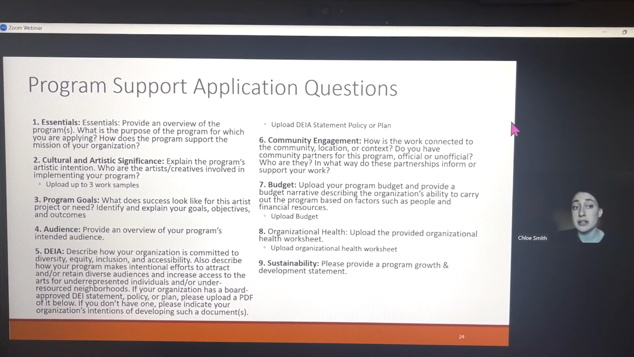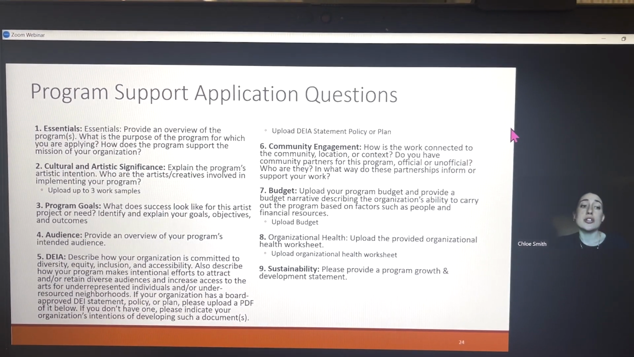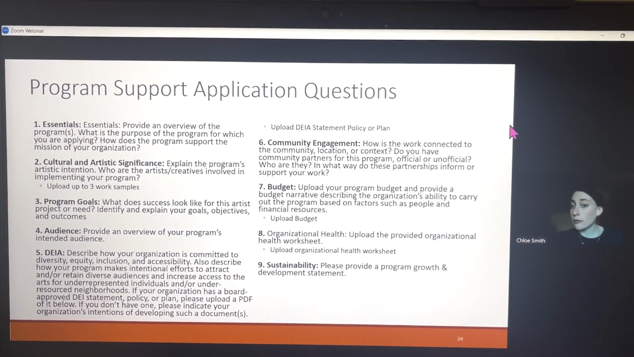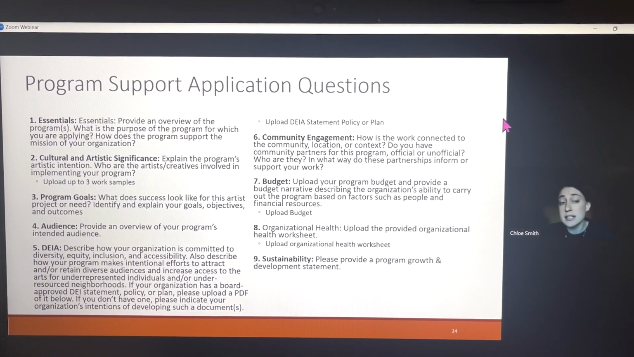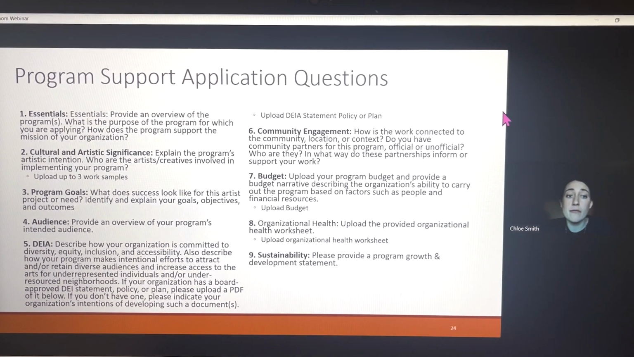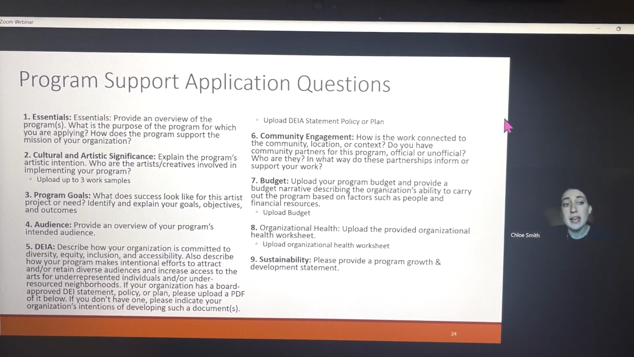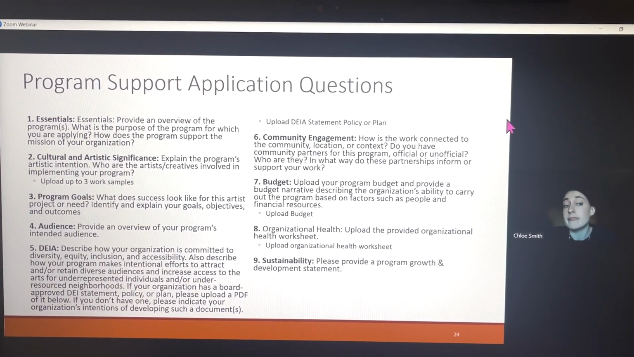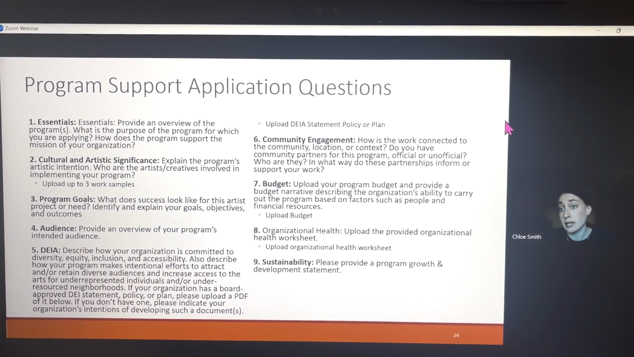So I'm just going to continue into the program support application questions. This should mirror artist support pretty closely, but we're going to go through them anyway. Also addressing essentials, we'll ask that you provide an overview of your program, what is the purpose of the program for which you're applying, and how the program supports the mission of your organization.